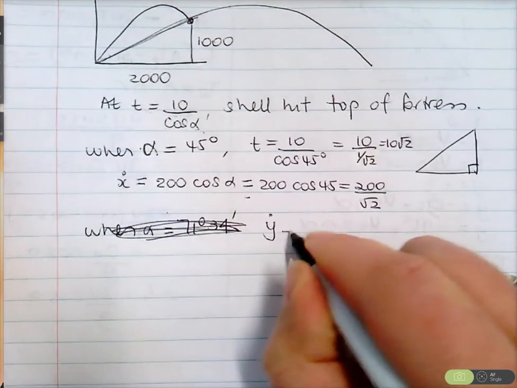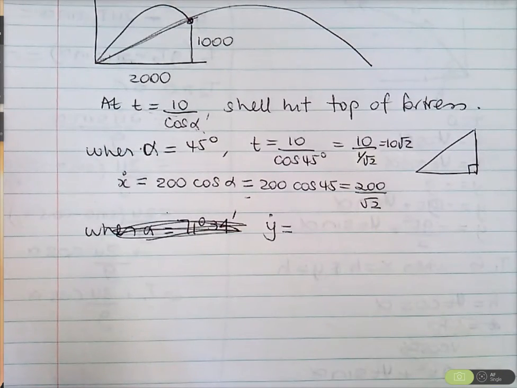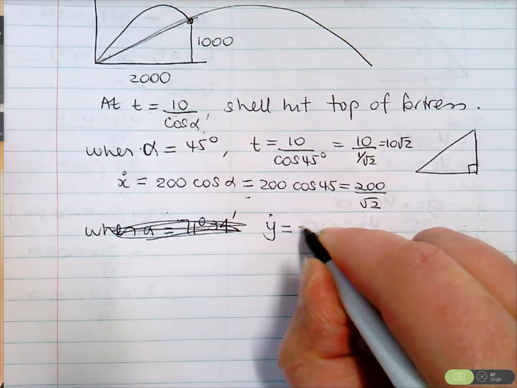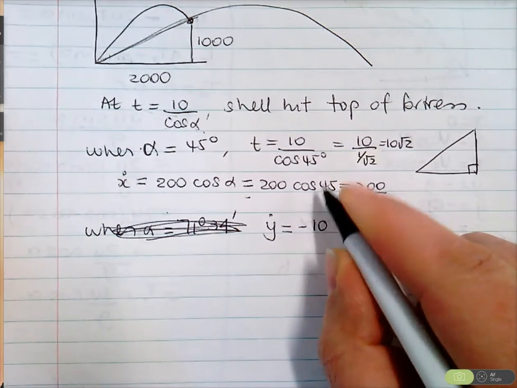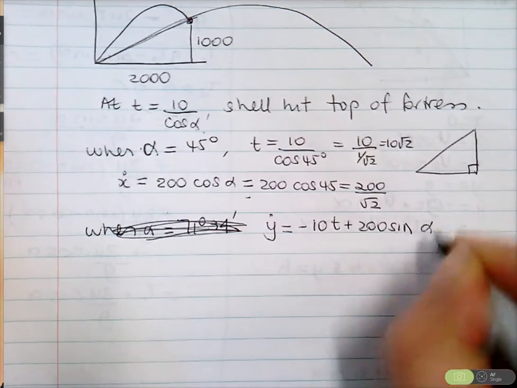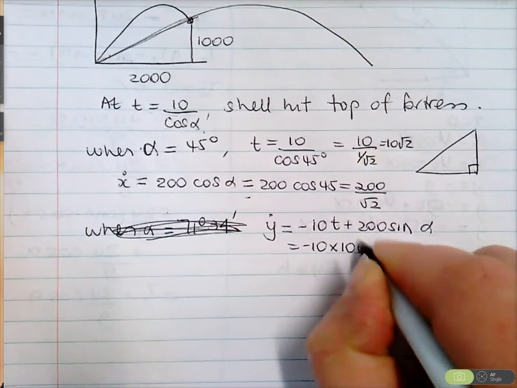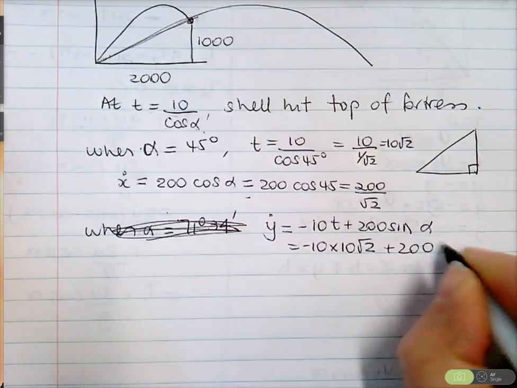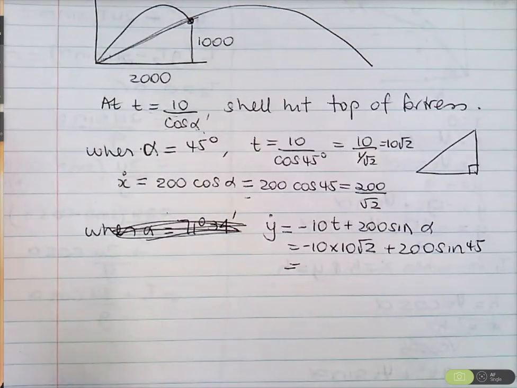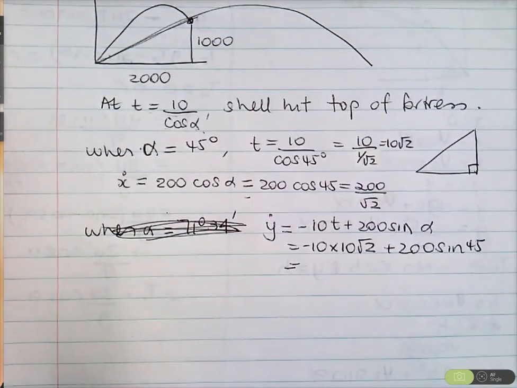We've also got y dot, putting it into x dot and y dot. Y dot is minus 10t plus 200 sine alpha, which is minus 10 times 10 root 2 plus 200 sine 45. Are we okay? If you want to work out an impact speed or an impact angle, whenever you're doing anything with speed, you need both the vertical and the horizontal components.